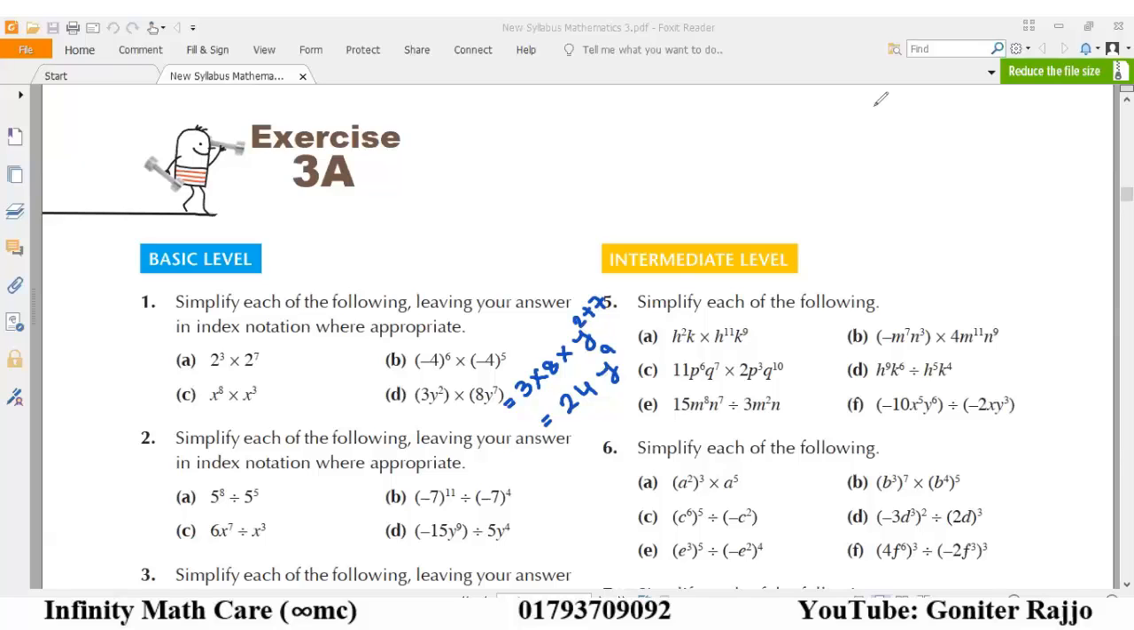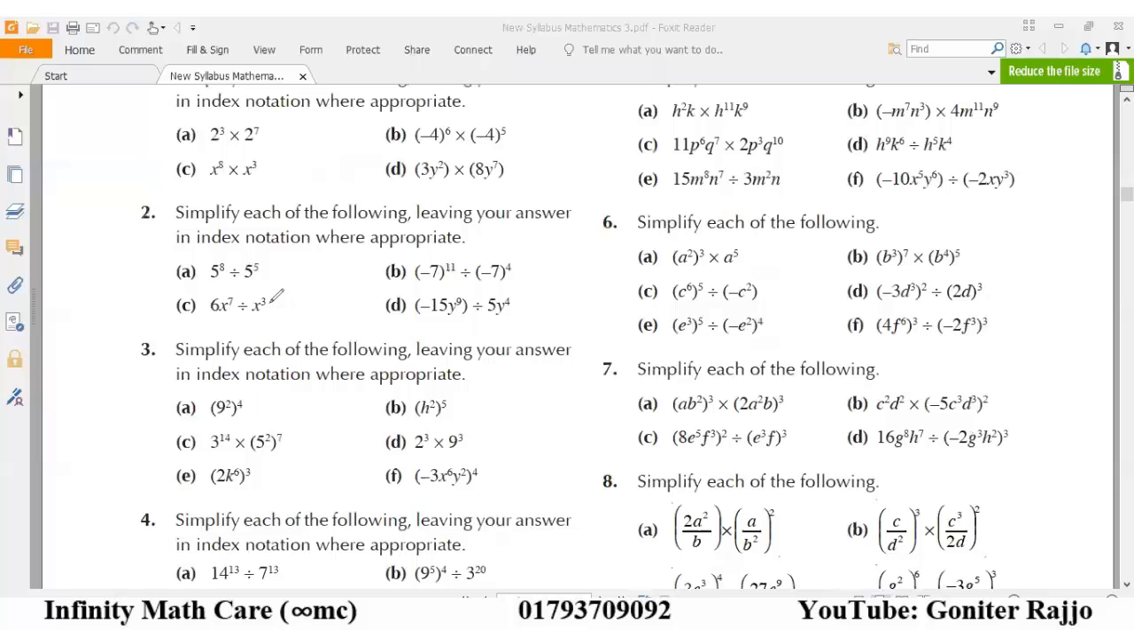Okay. Now go to number 2. Number 2 says simplify each of the following, leaving your answer in index notation where appropriate. We know that if there is a multiplication sign between two indices, we just add the powers. If there is a division sign, then we just subtract the powers. Very simple. Again, for multiplication, we add the powers. For division, we subtract the powers.